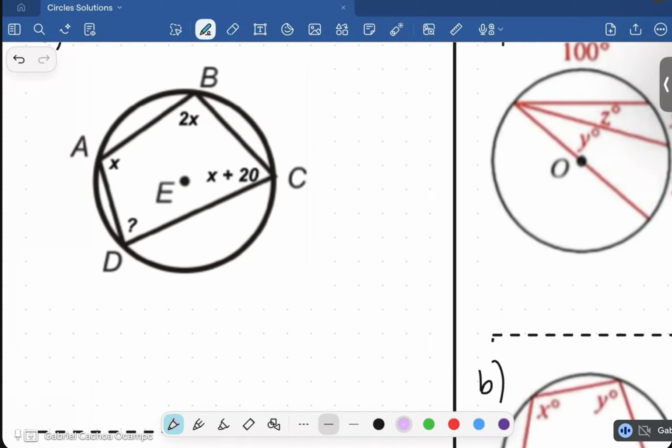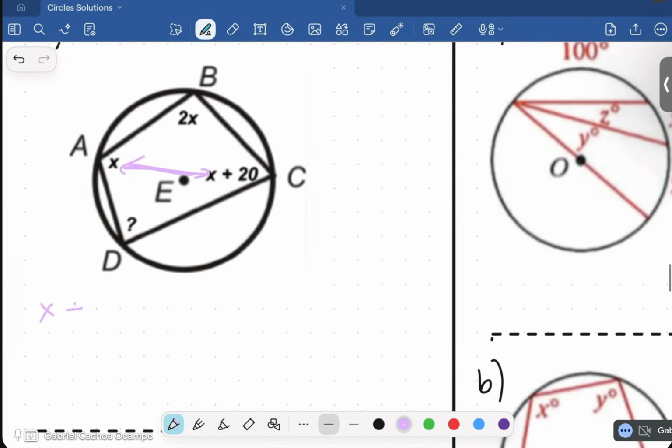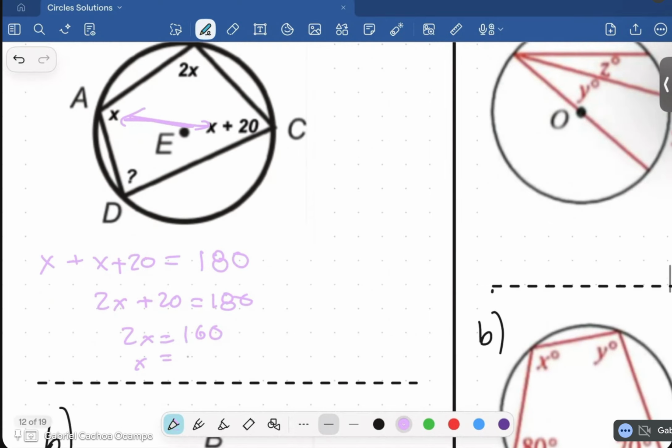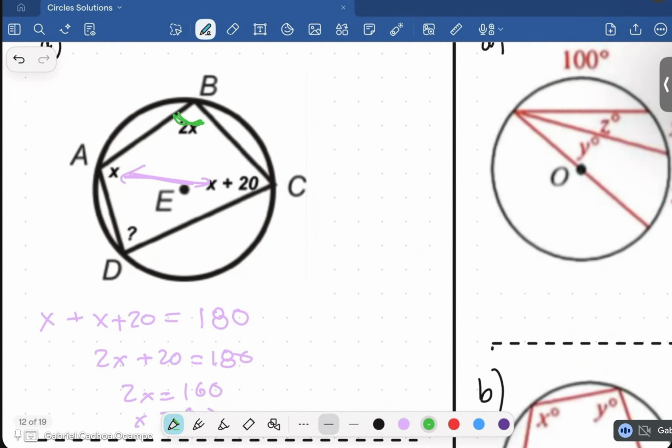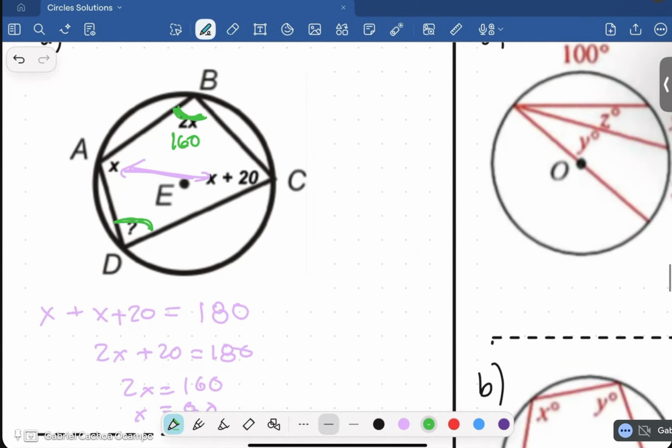This is super easy. These two guys add up to 180. O sea, you have x plus 20 equal to 180. So 2x plus 20 equals to 180. 2x equal 160. X equals 80. If you know that x equals 80, then you know that this guy measures 160. If this one measures 160, the question mark measures 20.